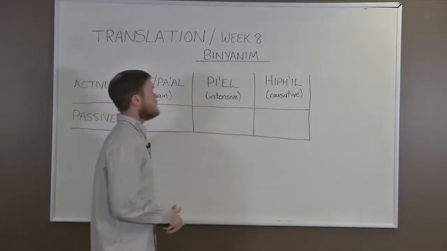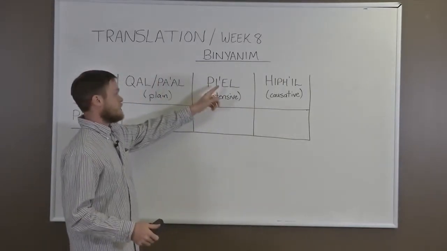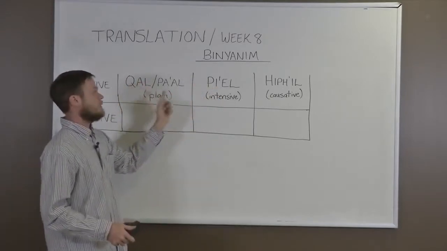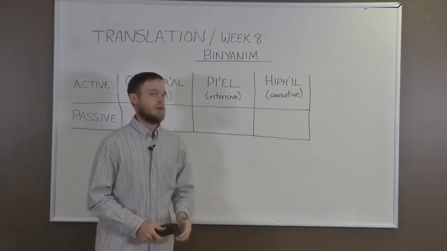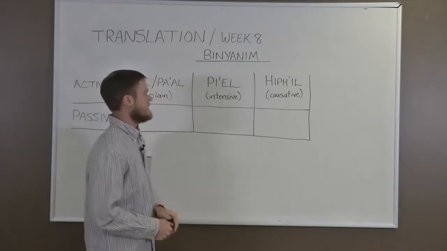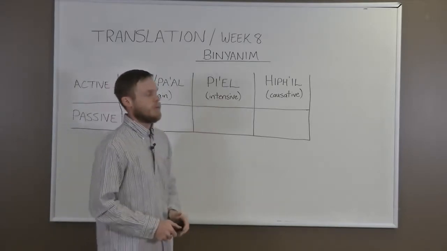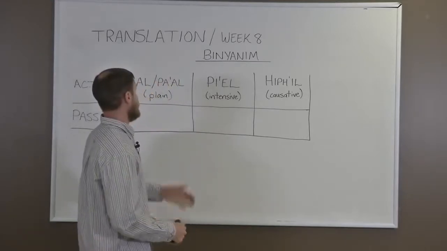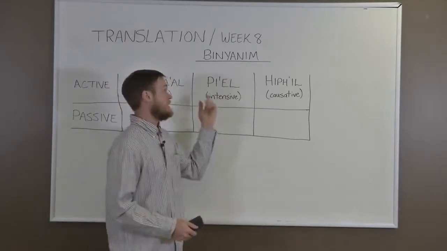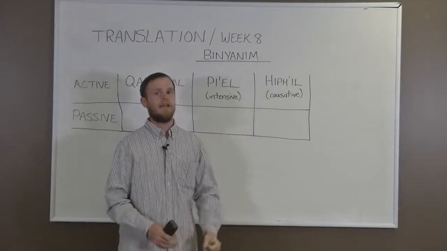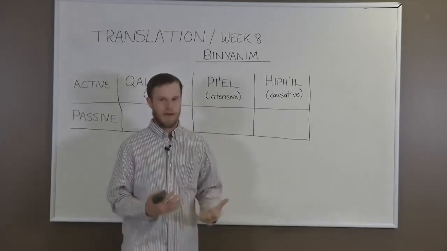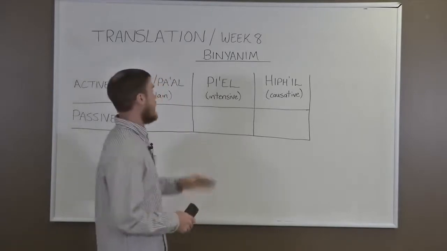The other 2 binyanim that we've covered so far are the pi'el, which is very similar to the kal, but it usually adds a bit of a nuance to the word. A lot of times that nuance is an intensive form of the same action. If there's a verb that in the kal means to break, in the pi'el it means to shatter into pieces. It's a more forceful, more intense, amplified version of the kal meaning.